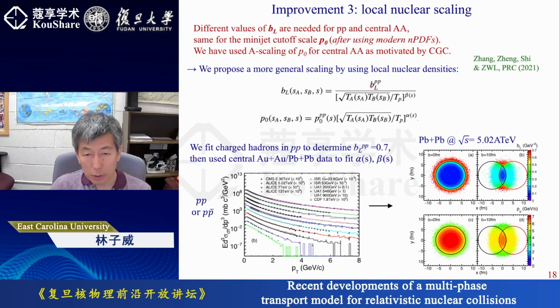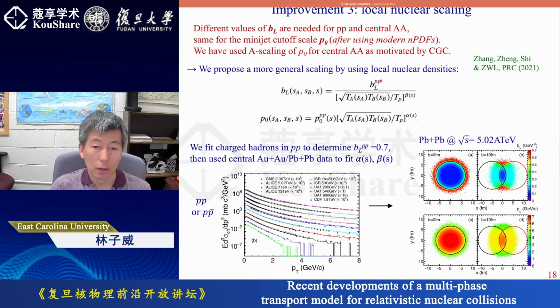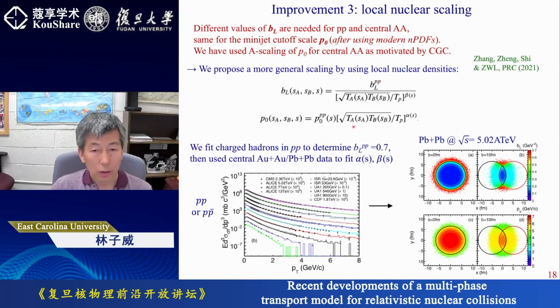So B_L^PP represents the Lund B parameter value for PP collisions. We first need to fix the B value for PP collisions, so we can fit the charged hadron PT spectrum in PP collisions and determine the value for this B parameter. And then we need to take care of the exponent functions, alpha_s and beta_s.